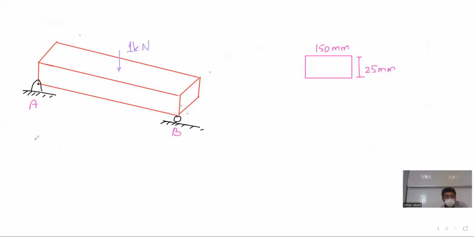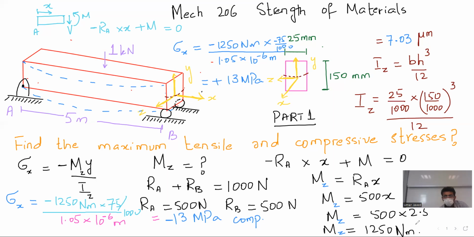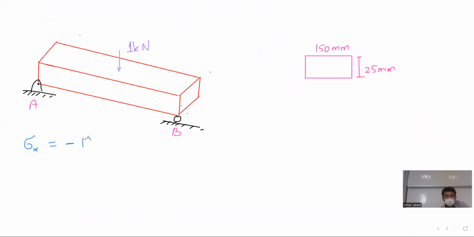So I will say stress in x equals negative. What was the moment? 1250. Multiply by y, which is 12.5 by 1000, divided by the moment of inertia. You are doing it on the calculator. You have to give me the moment of inertia on the calculator. 1.1... micrometers. 0.19 micrometer.